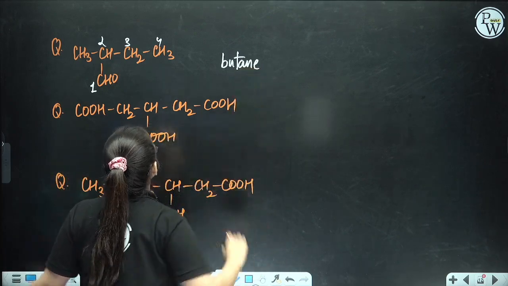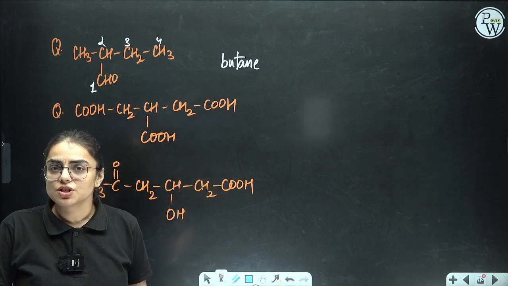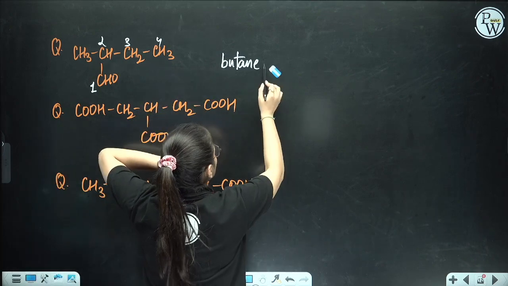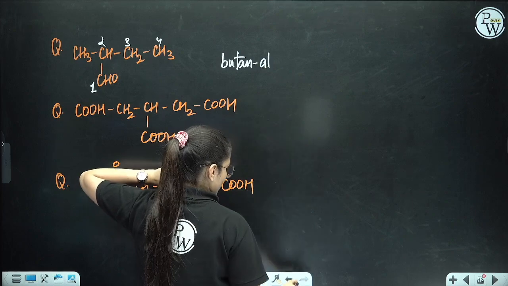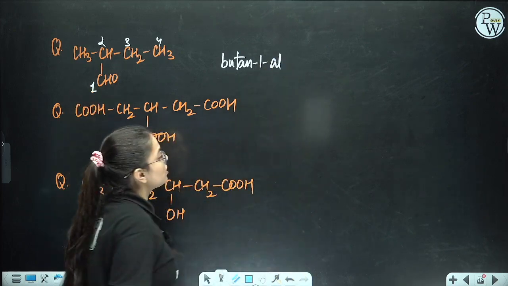Now what is the functional group? We have a CHO functional group, an aldehyde functional group. Now what is the secondary suffix used? We are going to write al, A-L over here. See, butane ends with E and aldehyde al starts with A. So 2 vowels cannot be together, so the E is going to be deleted over here. It is present at first carbon, so it is butan-1-al.